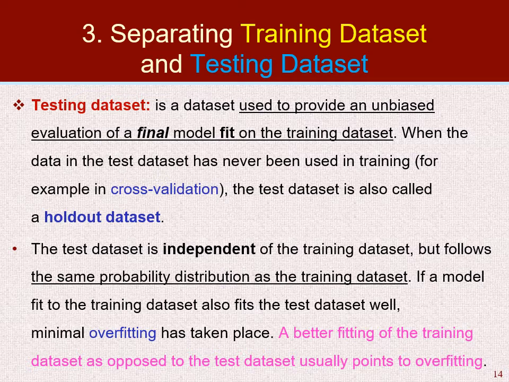If a model that is fit to the training dataset also fits well to the test dataset, minimal overfitting has taken place, which is a good thing. A better fitting of the training dataset as opposed to the test dataset usually points to overfitting. So if your model performs well with your training dataset but performs poorly with your testing dataset, that's an indication and a sign of overfitting of your model to your training dataset.